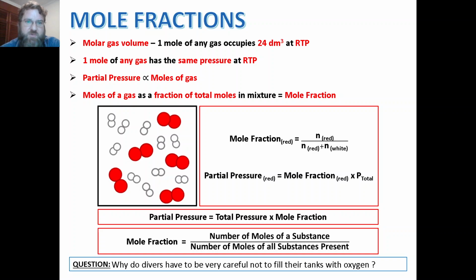But do you know why it's quite dangerous for divers to fill their tanks with pure oxygen? The reason is that the partial pressure of the oxygen that we breathe, let's say the air is at 1 atmosphere, is going to be about 20% of that, which is 0.2. And obviously the rest is going to be nitrogen, 0.8, and a little bit of some other stuff, but that's not so important. So if you fill a tank with pure oxygen, then it's no longer 0.2 times 1 atmosphere, it's going to be 1 times 1 atmosphere, which means you've just multiplied the pressure by 5.